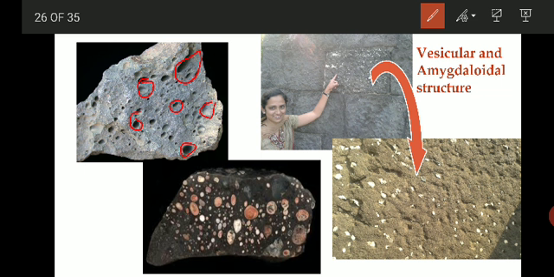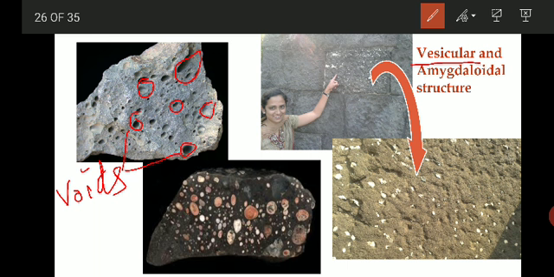These voids are spherical or irregular in shape, and are also called vesicles. The rock containing such empty voids or vesicles is said to have the vesicular structure. So if the rock contains such empty voids or vesicles, the structure is called the vesicular structure.